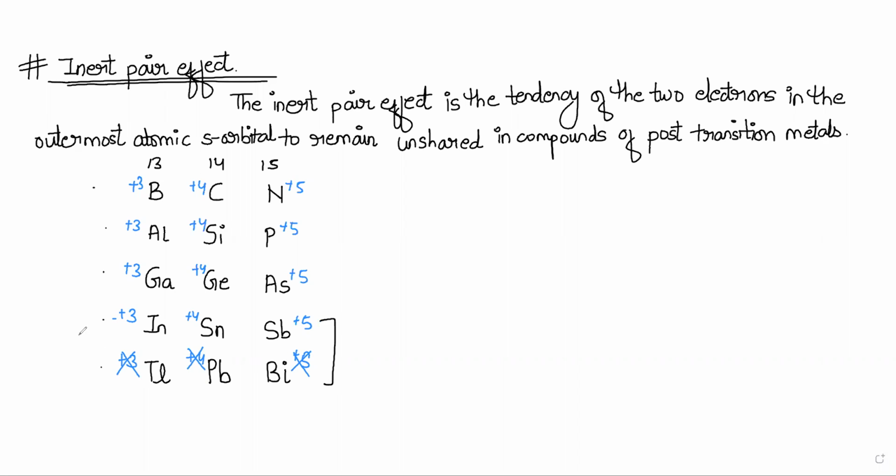When we go from the fifth to the sixth period, the lanthanide elements are involved, and we know that in lanthanide elements the last electron goes into the f orbitals.